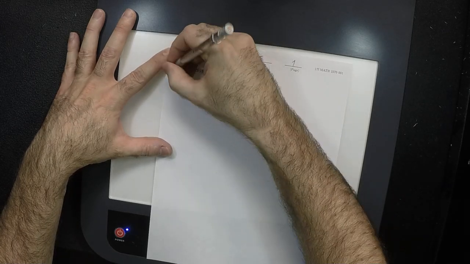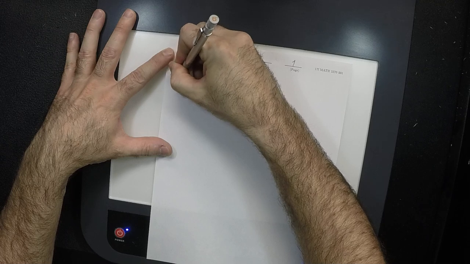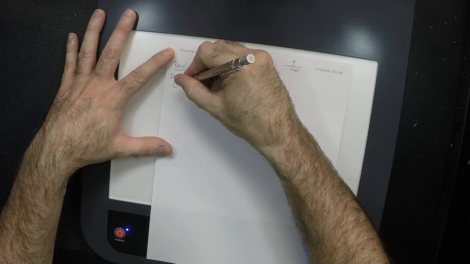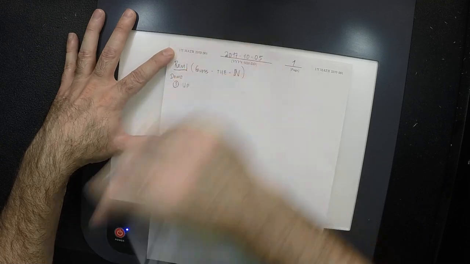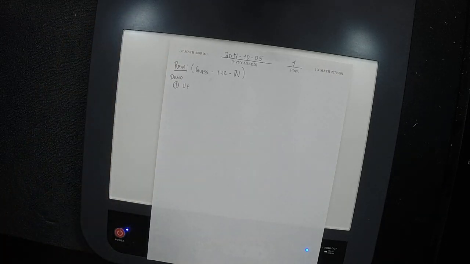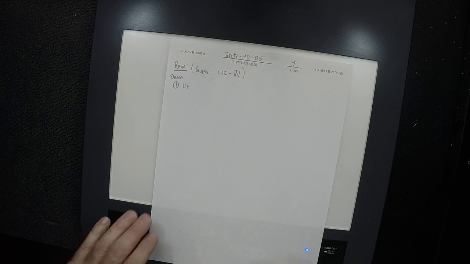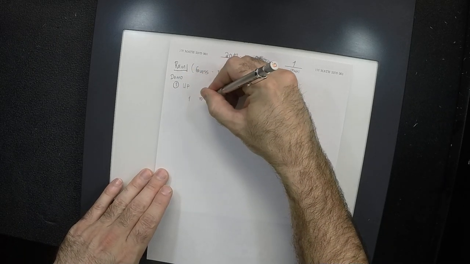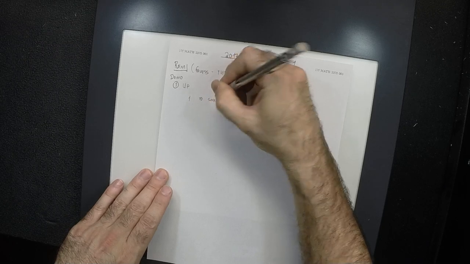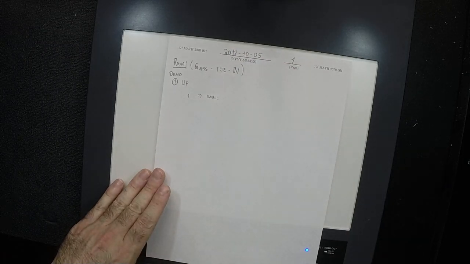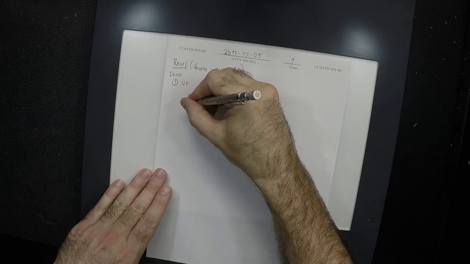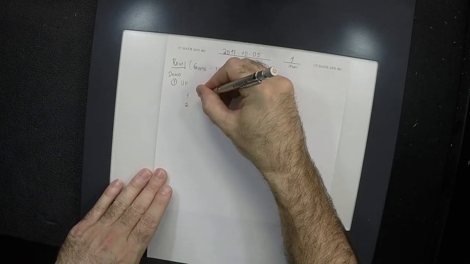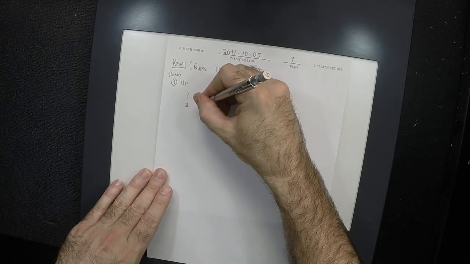So this is just a demo of this, playing this game, and I'll call this the up phase. My first question is to ask, how do you respond to one? One is too small. Okay, so my first guess was one, this is too small. How do you respond to two? Too small. Two has two O's.